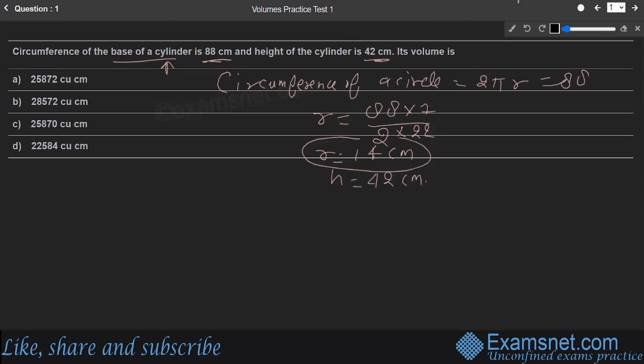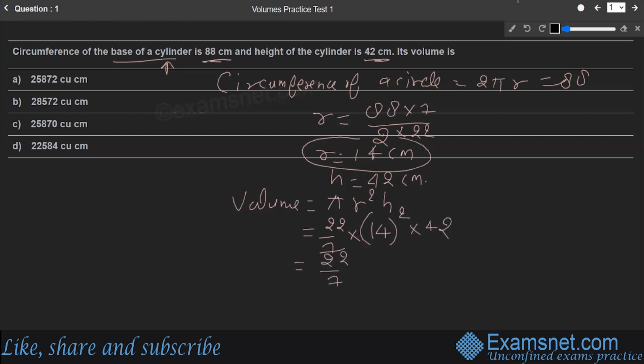Then he wants us to calculate the volume. So the volume of the cylinder is always defined as pi r square h. So we need to put the values. The pi value is 22 by 7. The radius value we just calculated to be 14. So that's 14 square into 42. So we need to solve this equation.